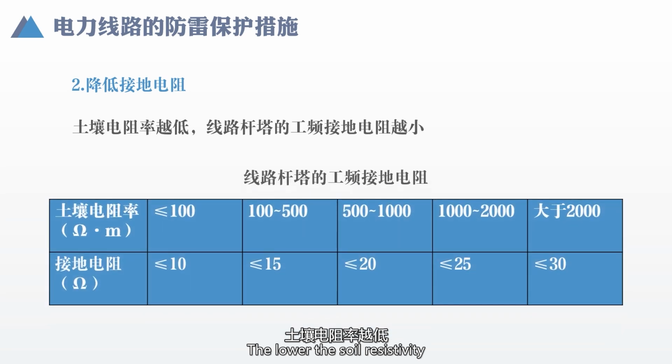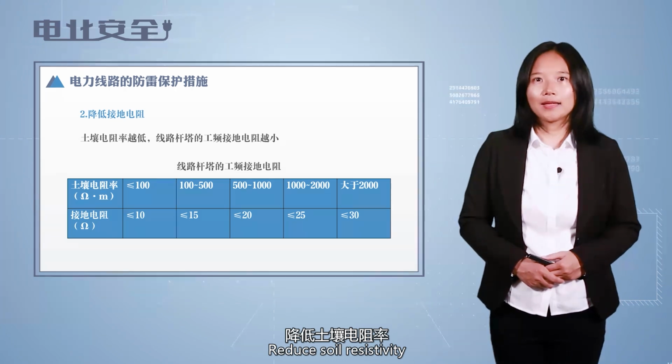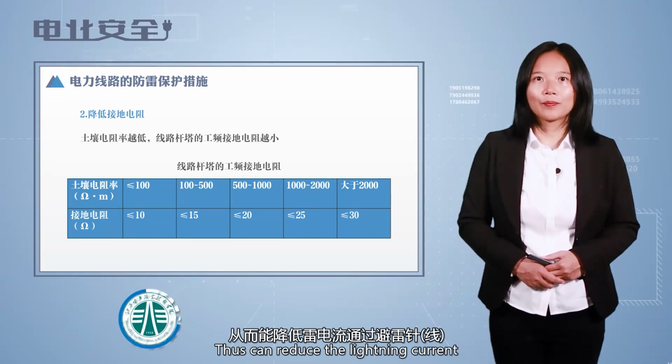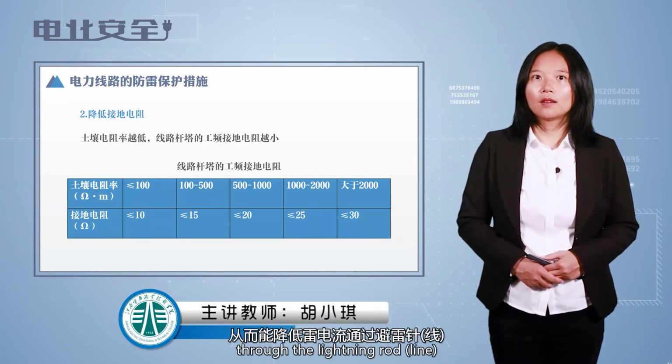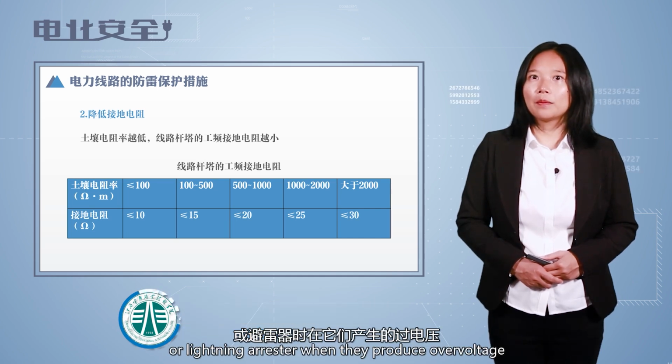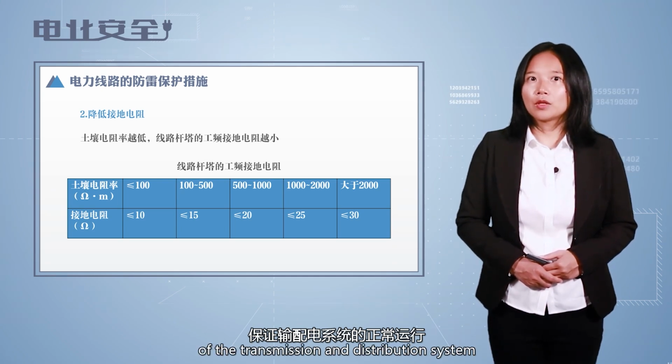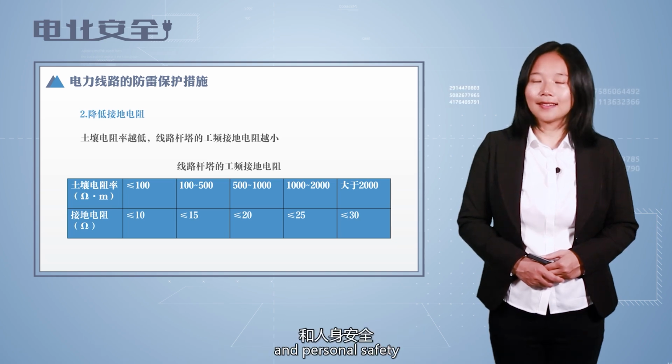Reduce grounding resistance. The lower the soil resistivity, the lower the industrial frequency grounding resistance of the line tower. Chemical lowering agents, salt, charcoal, and other measures can be used to reduce soil resistivity and grounding resistance, thus reducing the overvoltage produced when lightning current passes through the lightning rod or lightning arrestor. This ensures the normal operation of the transmission and distribution system and personal safety.